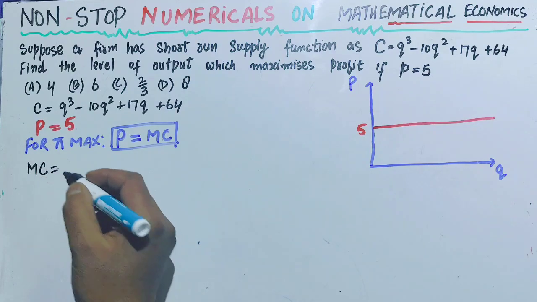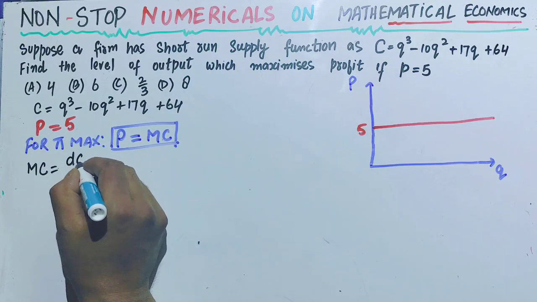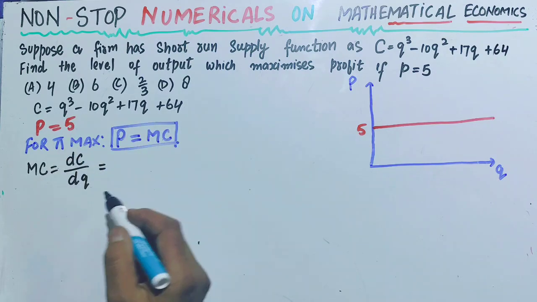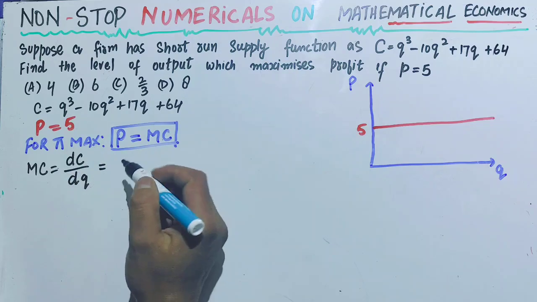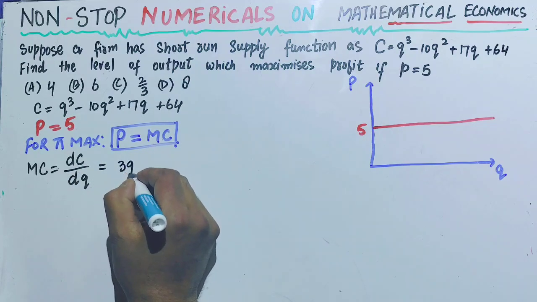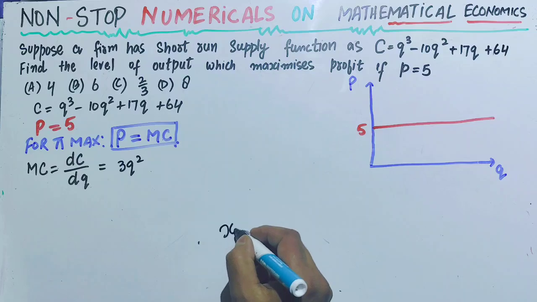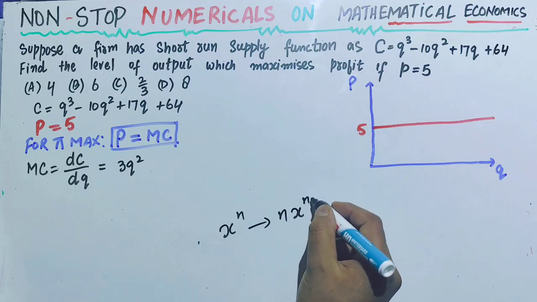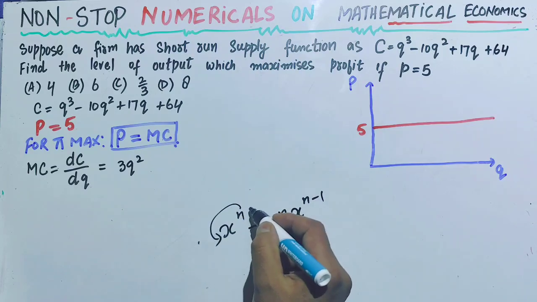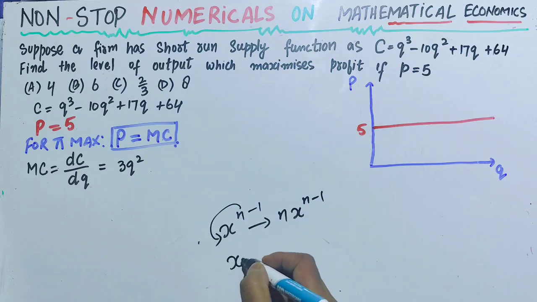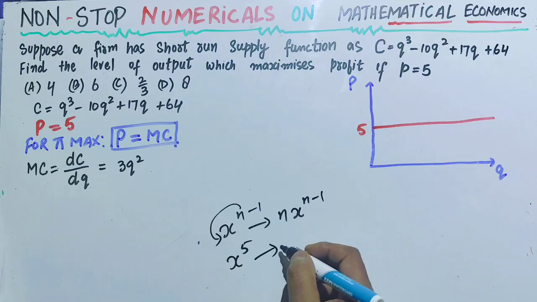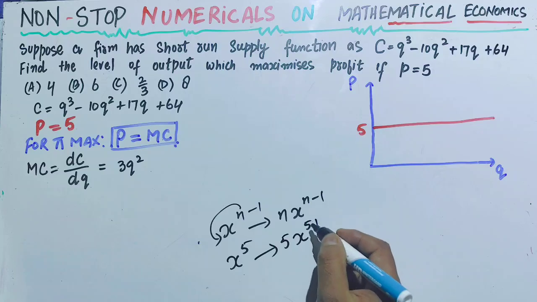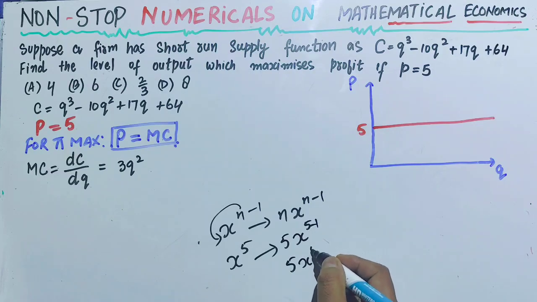Then what is marginal cost? That is the change in the total cost due to the change in the output. Differentiating the cost function with respect to Q, derivative of Q cube is 3Q square. By power function rule, if we have x raised power n, its derivative with respect to x will be n times x raised power n minus 1. Exponent becomes coefficient and exponent is subtracted by 1. Like if we have x raised power 5, its derivative with respect to x will be 5x raised power 4.